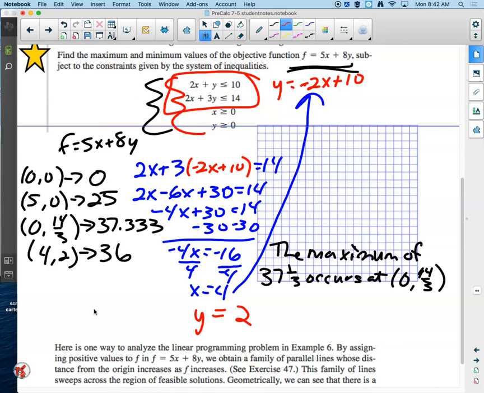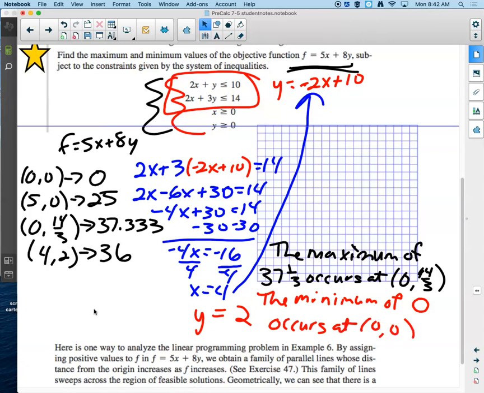Alrighty, and then we need the minimum. Of 0. Occurs at 0, 0. Again, bad news. But you know what? That's usually how the minimum goes if you're talking about costs. If we don't make anything, you know, we can pretty much shut the plant down and we won't be having any costs whatsoever. Now, there is another way to figure out where those vertices are.